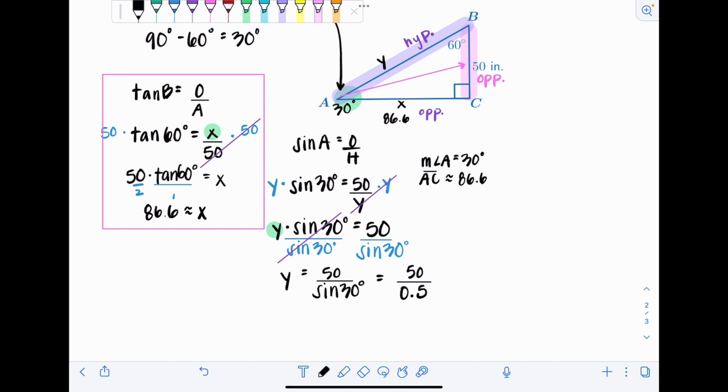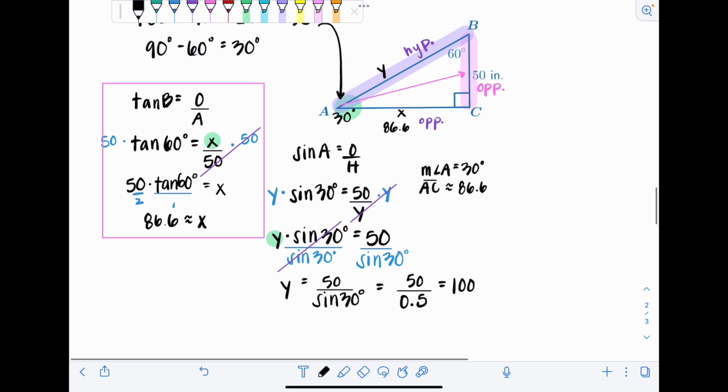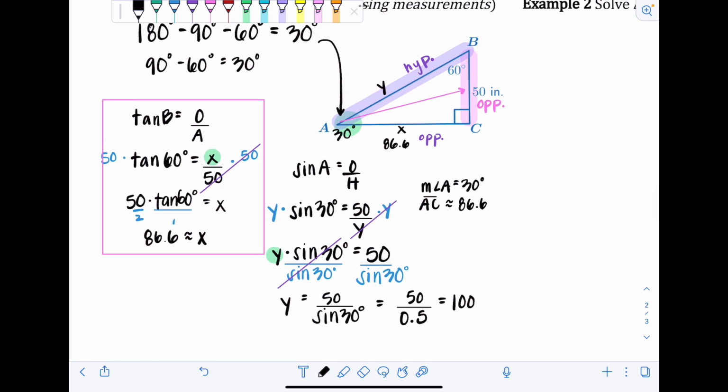And then 50 divided by 0.5 is the same thing as 50 divided by a half, which is like 50 divided by 2. So this would end up being 100. So we ended up with y is equal to 100. So y was the variable we used to represent segment AB. So just to polish off my list, I would say AB is equal to 100.